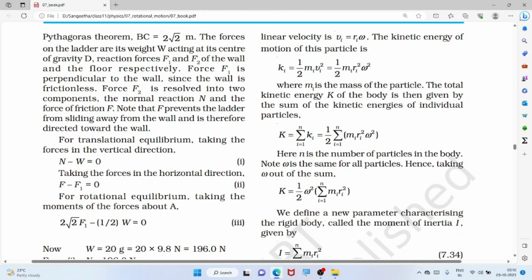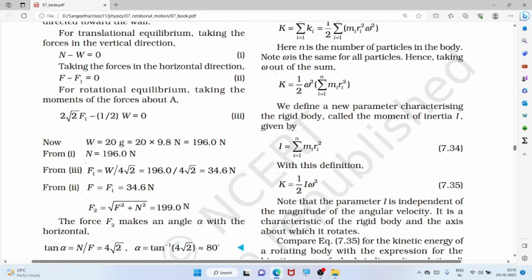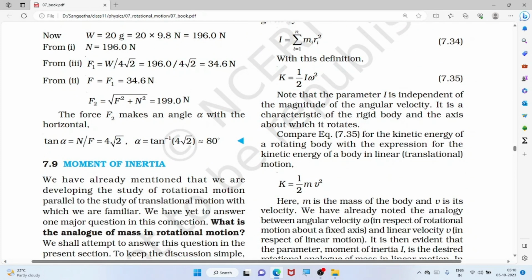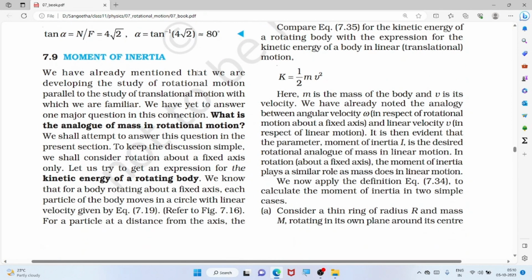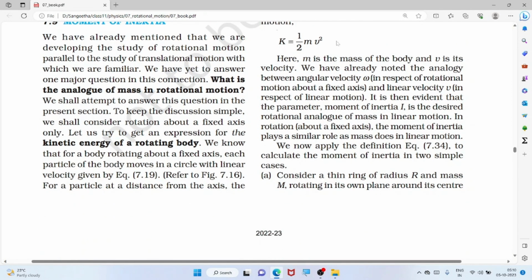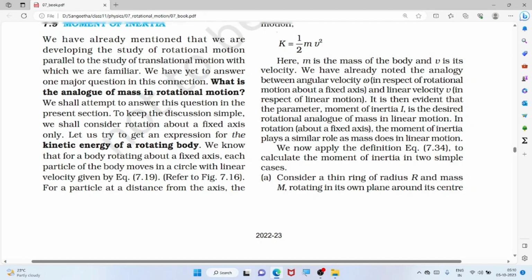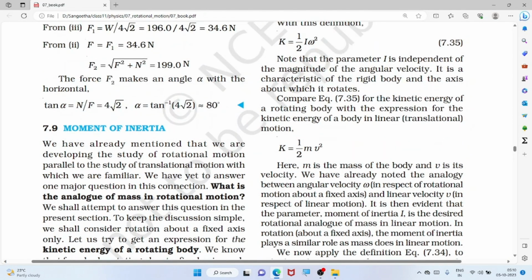Kinetic energy formula, half m v square. Moment of inertia: in rotational motion, mass is equivalent to moment of inertia, and velocity is replaced by omega, the angular velocity. Half m v square is replaced with half I omega square. This is for linear motion, and this is for angular rotational motion.